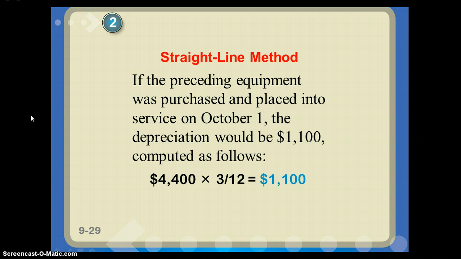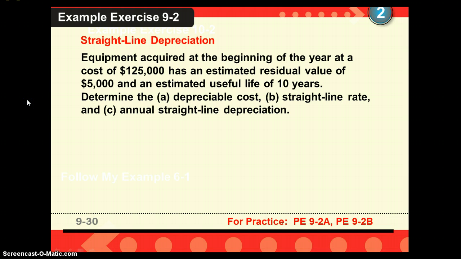So we would only need 3/12 of the annual amount. In the previous slide, we calculated $4,400 for the year, but this is only for October, November, and December, so we only are going to depreciate $1,100 this first year. Let's take a look at an example problem.